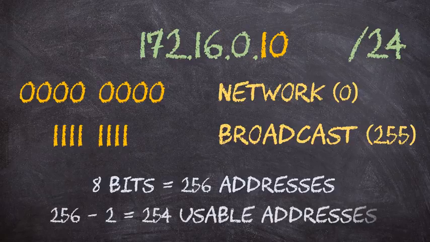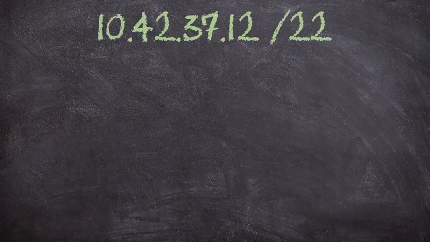We subtract our 2 special addresses and find that we have 254 usable IPs on this network. Now that's not too hard to work out on a /24 network, but when VLSM enters the picture, it can get a little more complicated. Imagine that a device has an IP of 10.42.37.12/22. This is a much more complicated example.